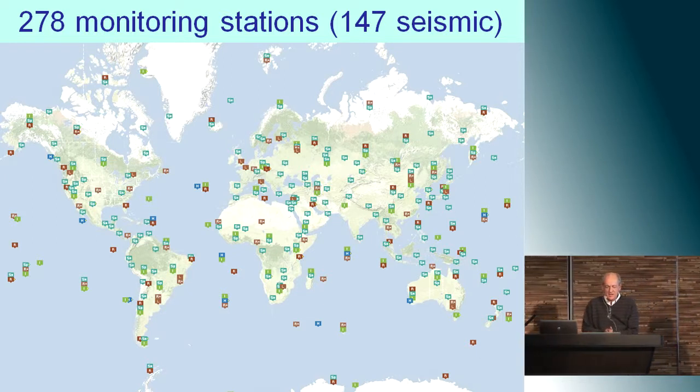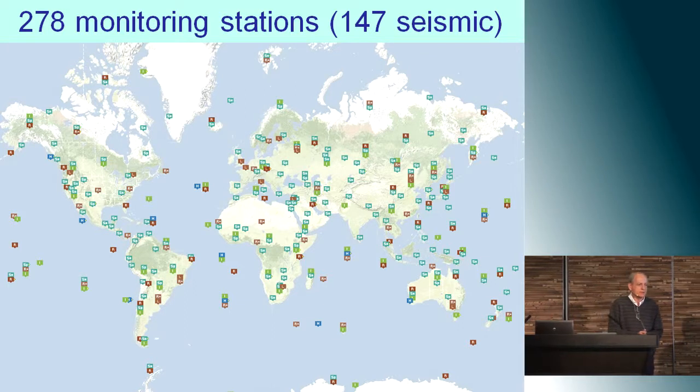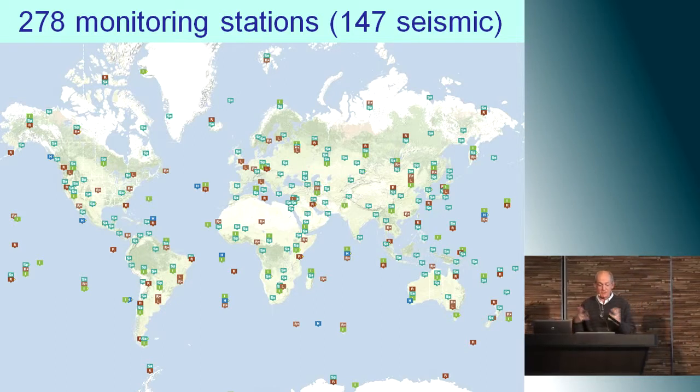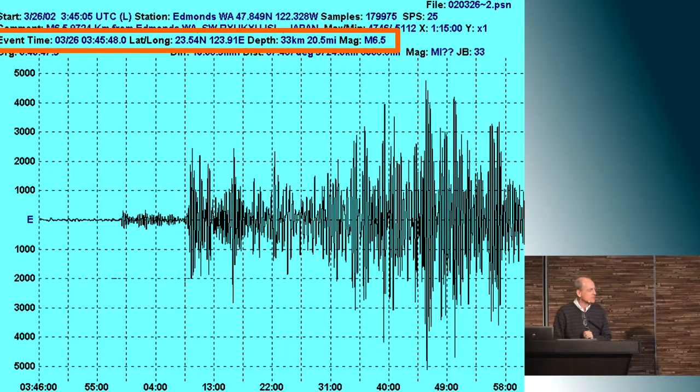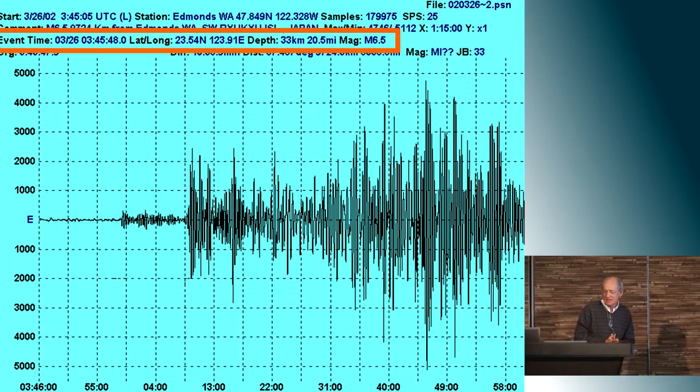Most of them are seismic stations, and those are the ones that are providing the real data. A lot of the other ones are radionuclide stations, which detect the after effects of an explosion and try to trace it back. That's the sort of smoking gun sensors. So a seismic station produces this kind of thing. You've probably seen these. This is an earthquake, a 6.5 earthquake happening near Japan.